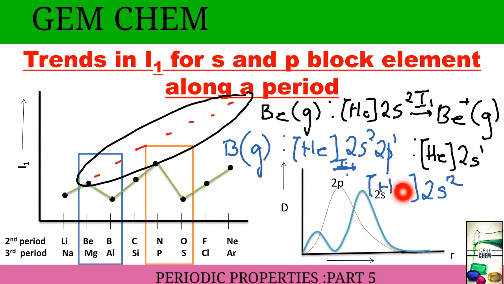This is the radial distribution curve. From this it is evident that orbital penetrability of 2s is greater than 2p. So the nuclear attraction for the 2s electron will be greater than that in 2p. So it is for this reason that the removal of an electron from 2s requires greater energy. Thus beryllium's I1 value will be higher since it involves removal of an electron from 2s, and for boron the I1 value will be lower since the electron has to be removed from 2p, right? This is from 2s and this is from 2p. So that is why there is an anomaly in the diagram.